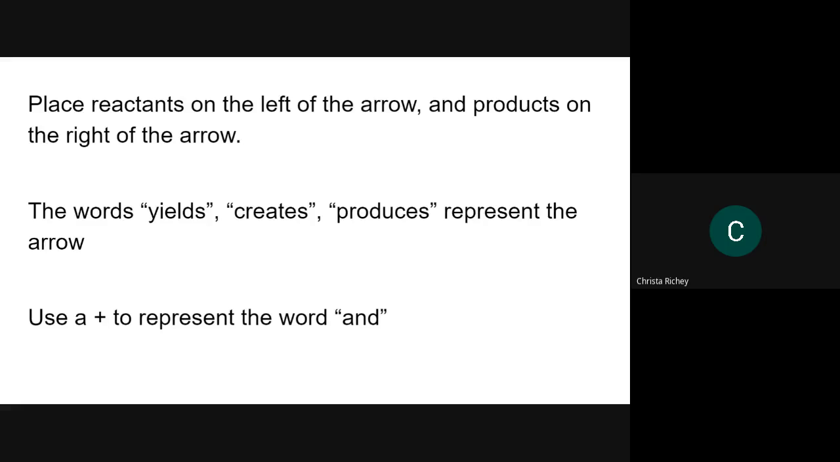Reactants go on the left of the arrow. The products go on the right of the arrow. The reaction itself is the arrow. The actual thing, the light that is produced, the thing that is burnt, like the actual change is the arrow. And there's different words that mean the change.